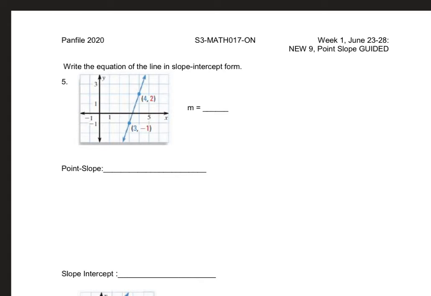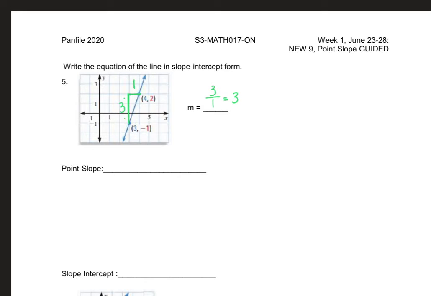So I am going to create kind of a box for myself, and I'm always going to go from my left point to my right point. So I'm going to go to my left point, and I'm going to see if I have to go up or down. So I'm going to go up and then over. So I have to go 1, 2, 3 up and 1 over. So my slope is rise 3, run 1. So my slope for this problem is 3 over 1 or 3.